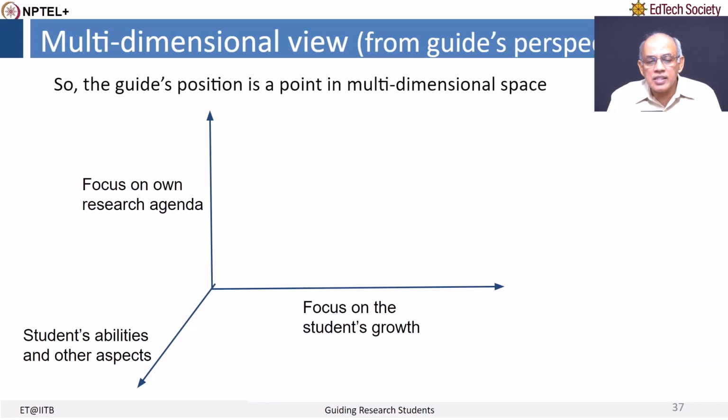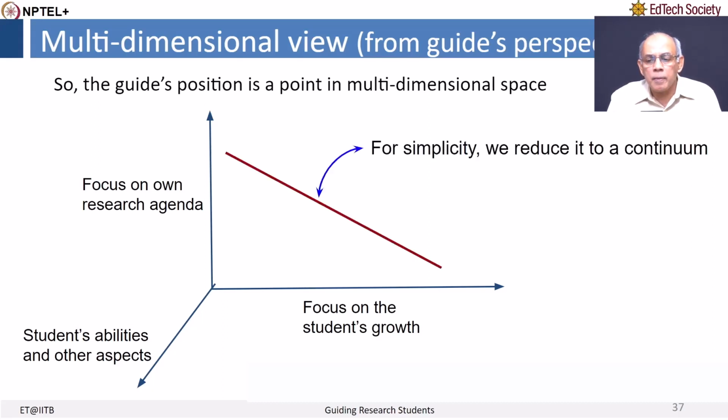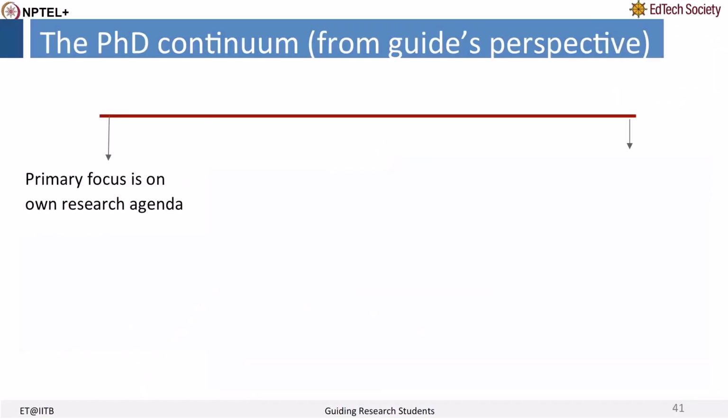And since this is a complex view, for simplicity, we will reduce this to looking at 4 points in this space, which is what we call the continuum. So once again, there are multiple aspects that a guide has to consider for deciding their position for a particular student, and in this case we are reducing it to 4 points on a linear scale for simplicity of understanding. So what are these 4 points?